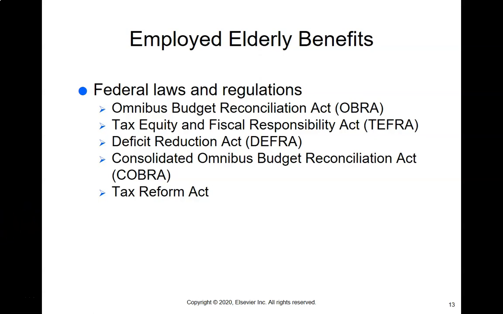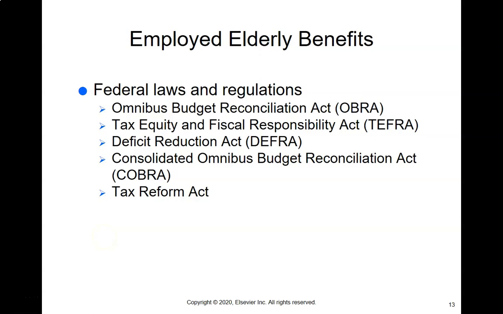The Tax Equity and Fiscal Responsibility Act, or TEFRA, of 1982 established that an employee or spouse aged 65 to 69 is entitled to the same health insurance benefits offered under the same conditions to younger employees and their spouses. The group insurance is primary and Medicare is secondary. TEFRA applies to employers with at least 20 full or part-time employees.